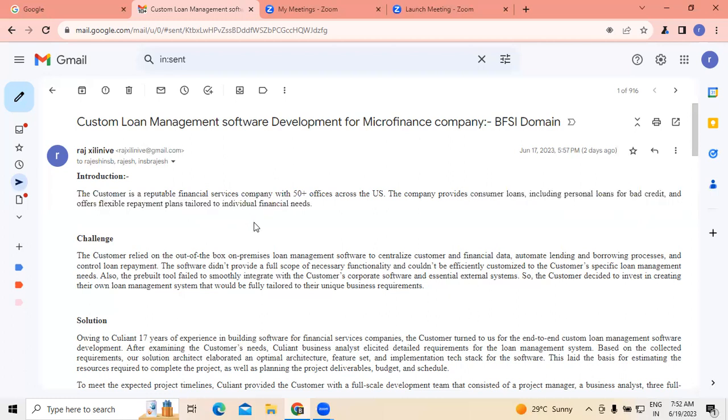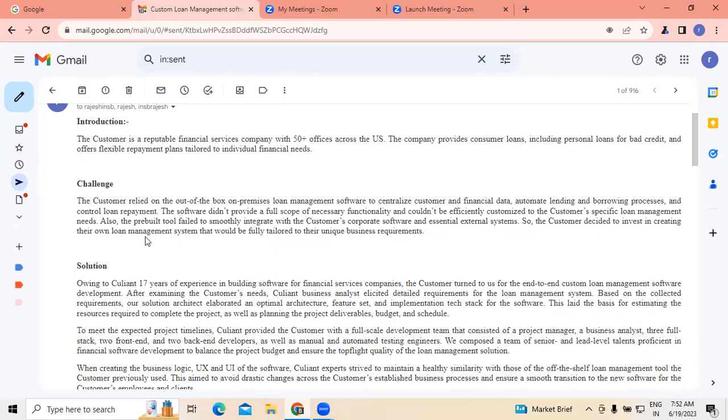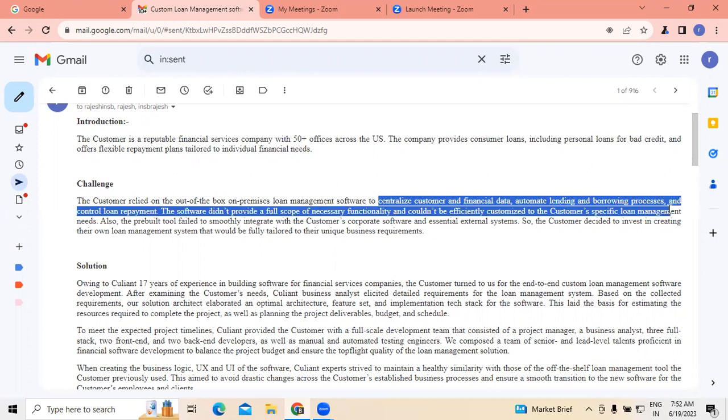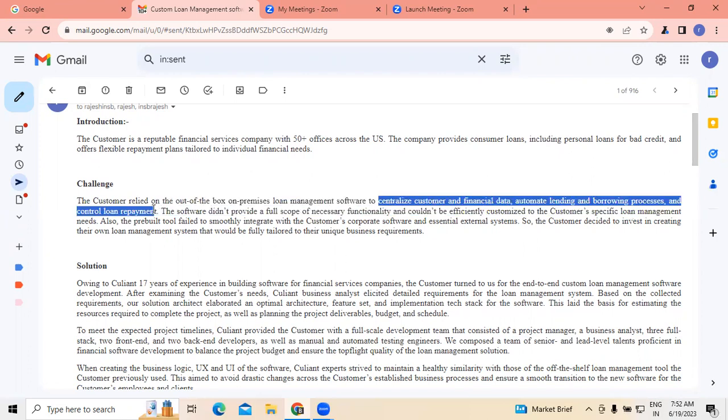In this business process, while they are providing and managing customer loans and customer records, they have to maintain loan management software. For any financial institution, this software is useful to centralize customer and financial data. It also automates lending and borrowing processes, and controls loan repayments: how many people have paid, and whether they are paying on time or not. Everything can be seen through it. This is what it generally does.